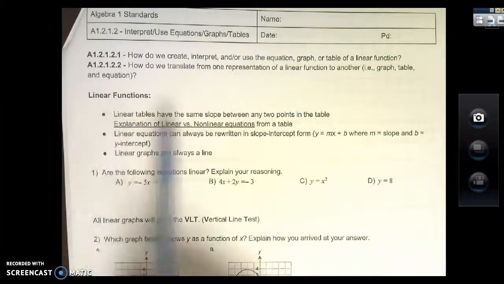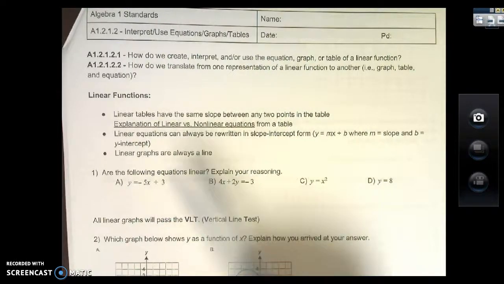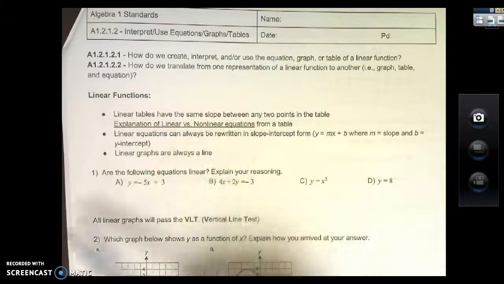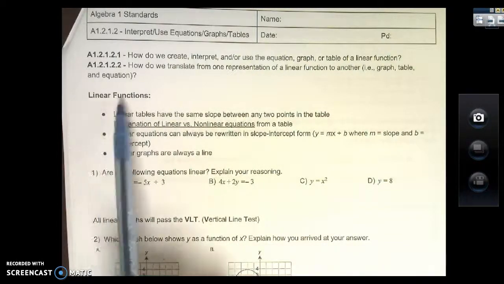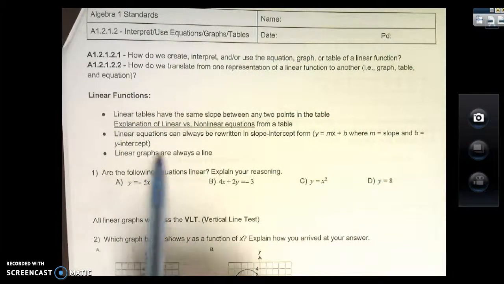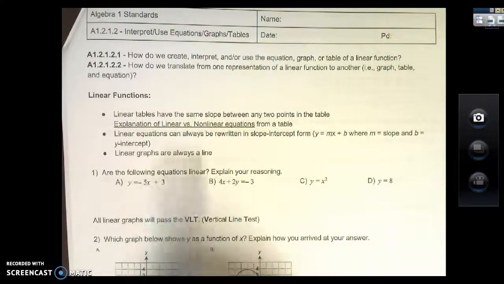Basically, with linear tables, you need to be changing at a constant rate. That means that when you plot your points, if you draw a line through them, it should make a straight line, hence linear. Okay. A linear equation can be rewritten in slope-intercept form, which is y equals mx plus b. m is your slope, b is your y-intercept. And like I just mentioned, linear graphs are always a line.